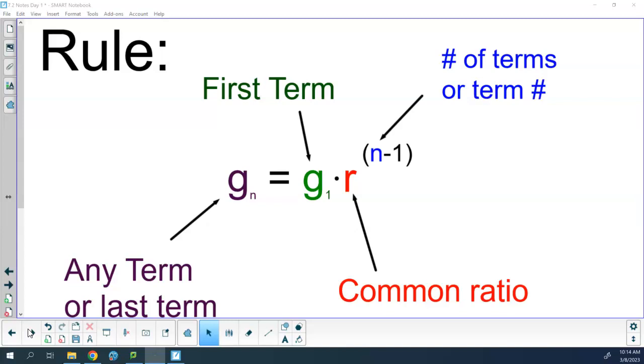So the potential is there to get terms really big, really fast. Conversely, the potential is there for your terms to get really small. I say this: we are not going to round anything. We're going to leave our answers in fraction form. Fractions are your friends.